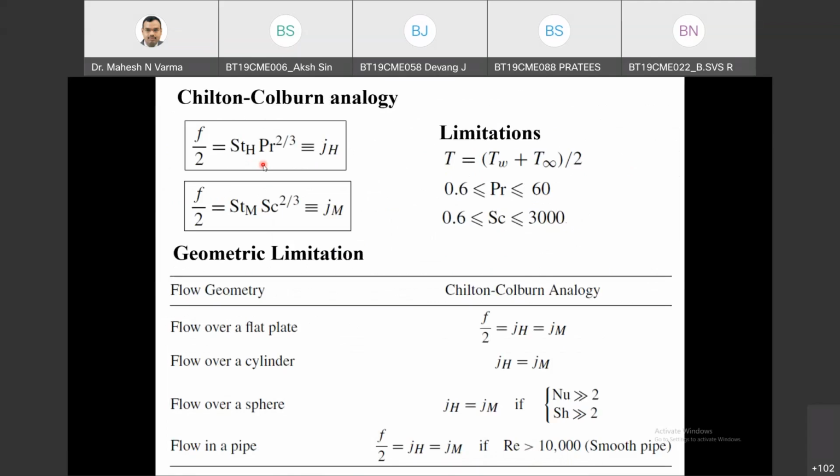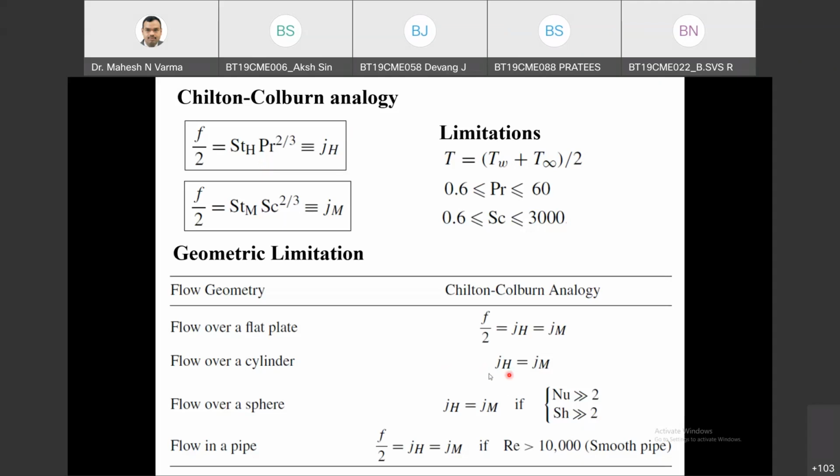Yeah, Devang. Tell me, Devang. Nu upon DAB. Yes, sir. Nu upon DAB. Okay, so that Schmidt number also I can get. So the only unknown in JH equals JM is Kc. So you can estimate the value of Kc.